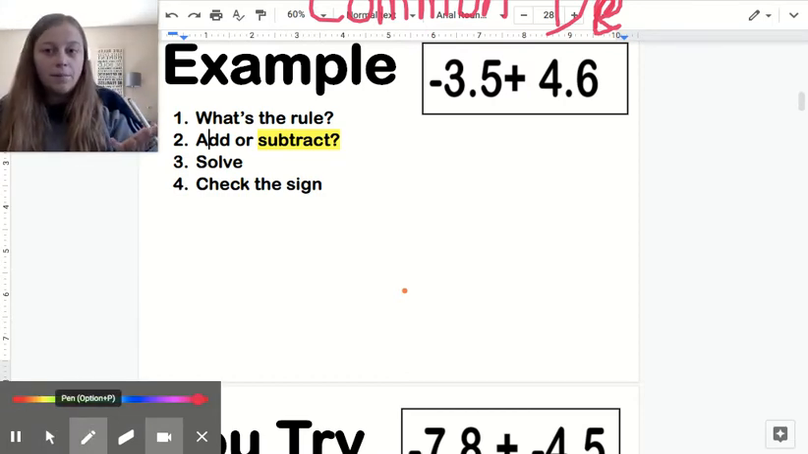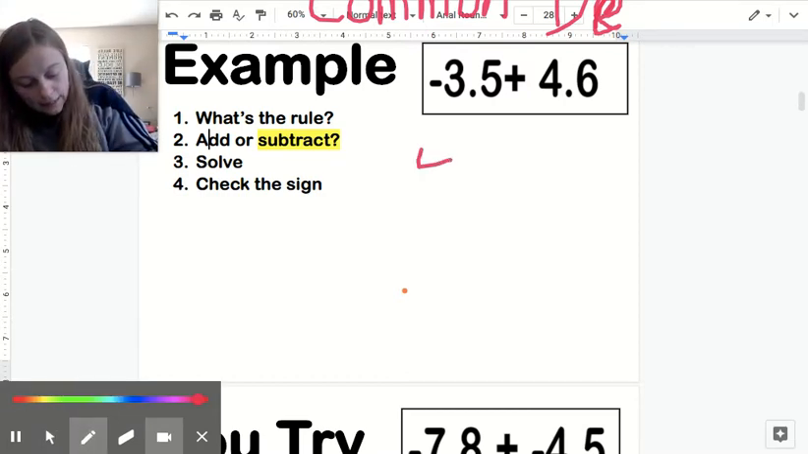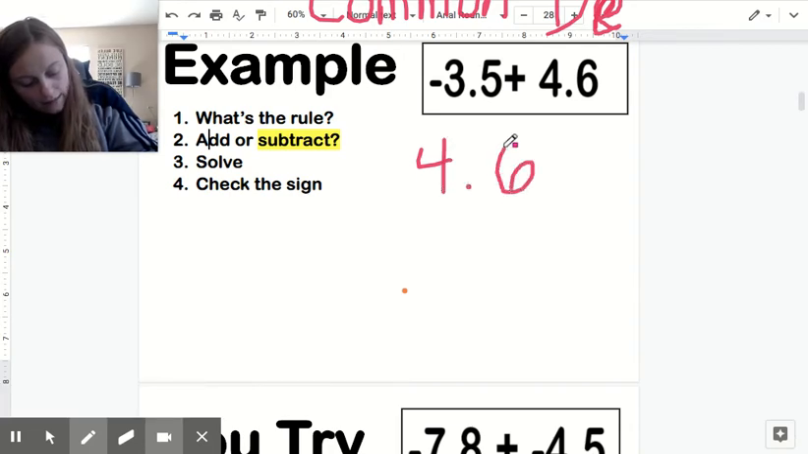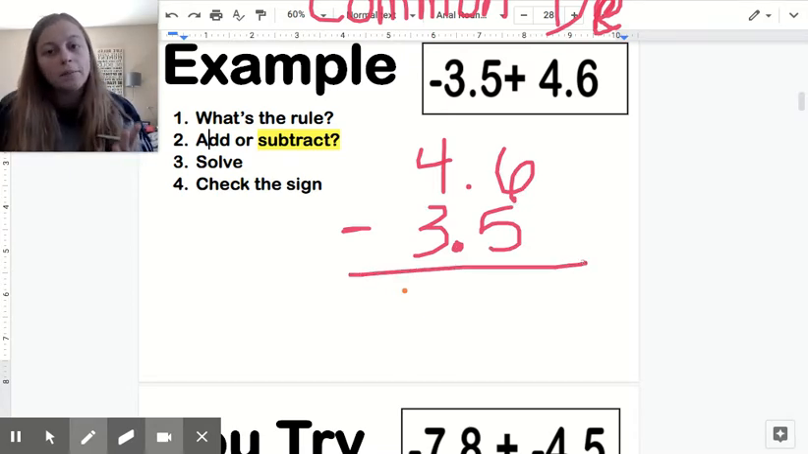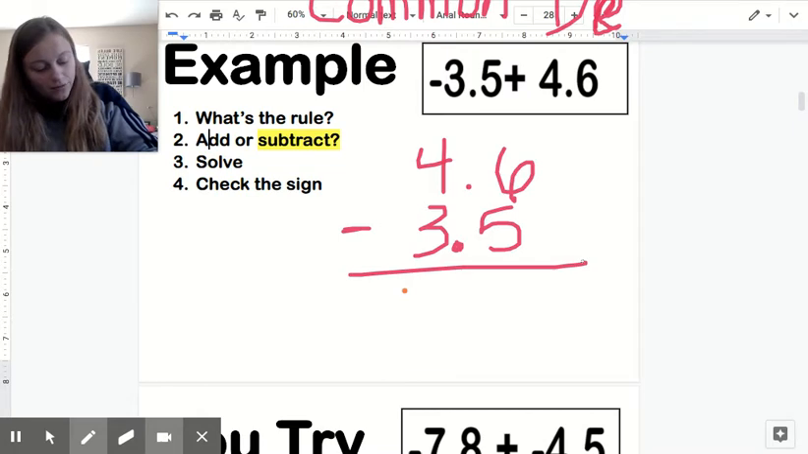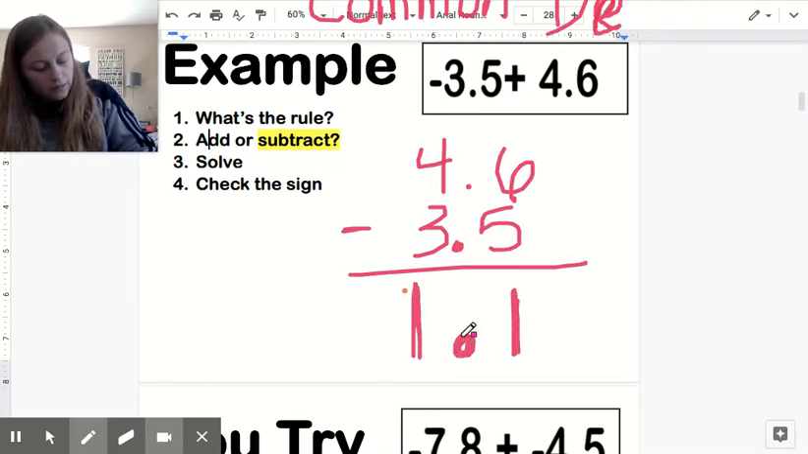So I'm going to take my bigger number, 4.6, and I'm going to subtract 3.5. So I'm ignoring my signs now because now I'm just looking at the digits. I have different signs, so now I can look at my digits and subtract them. 6 minus 5 is 1. 4 minus 3 is 1. And I bring my decimal right down.